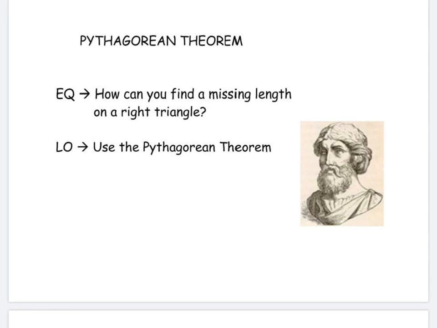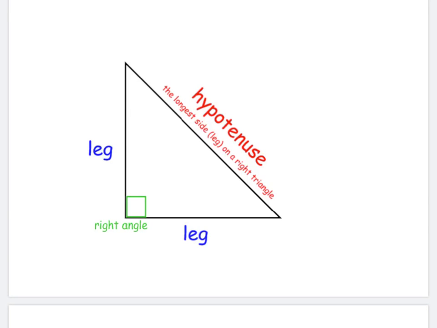This lesson is going to be looking at the Pythagorean Theorem. The Pythagorean Theorem only works if you're looking at a right triangle. If the triangle you're working with is not a right triangle, it will not work. This is a diagram of a right triangle.